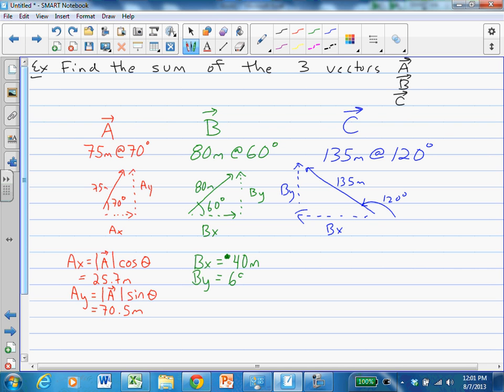BX, I'm sorry, this should be C, not B. CX would be 135 times the sine of 120, or 116.9 meters. And that makes sense that it's no, it doesn't. Oh, CX is cosine. Getting tired. Okay, cosine.